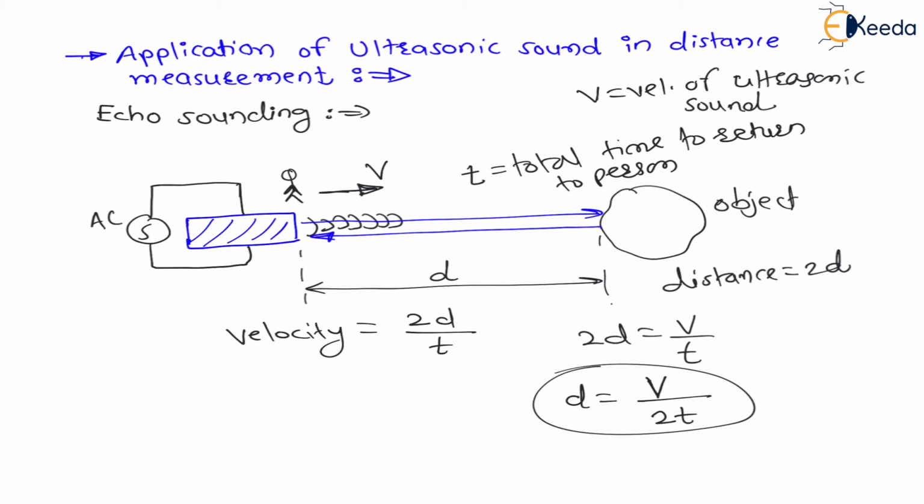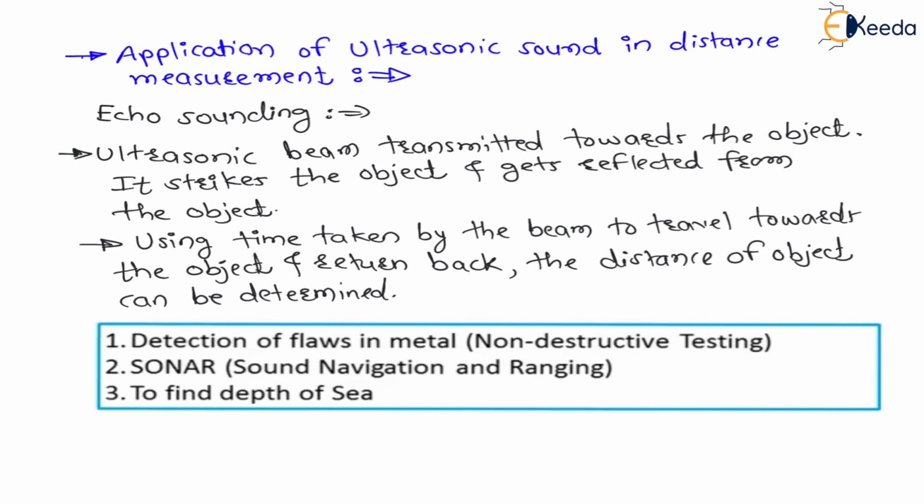So everything I will write in word form. Whatever I have dictated here, the same I have written. The ultrasonic beam is transmitted towards the object, and whenever this beam strikes the object and gets reflected from it, using the time taken by the beam to travel towards the object and return back, the distance of the object can be determined. And generally we have three types of applications that we have to learn in our syllabus, that is, detection of flaws in metal.